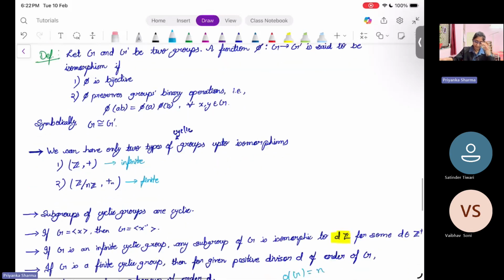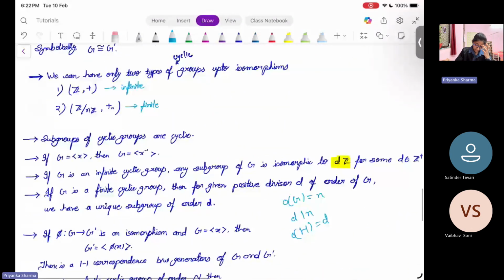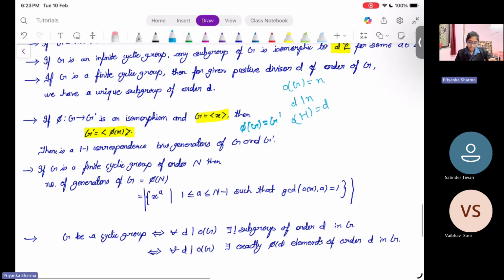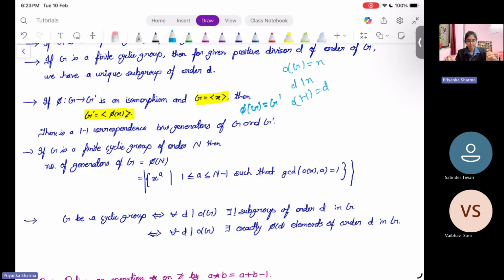And one more thing. If G and G dash are isomorphic, then you will have some one-to-one correspondence between them. So actually, you will have a one-to-one correspondence between their generators also. That is, if G is generated by X, then G dash is generated by phi image of X. Actually, phi of G is G dash, because phi is an onto map. So this is how you can have a one-to-one correspondence between their generators also.